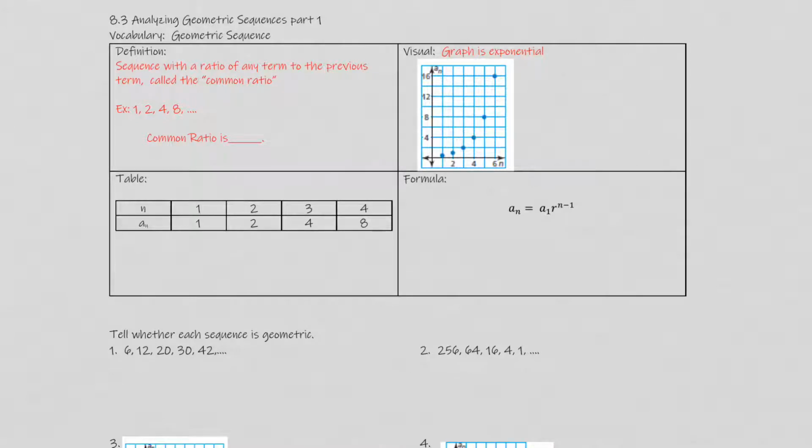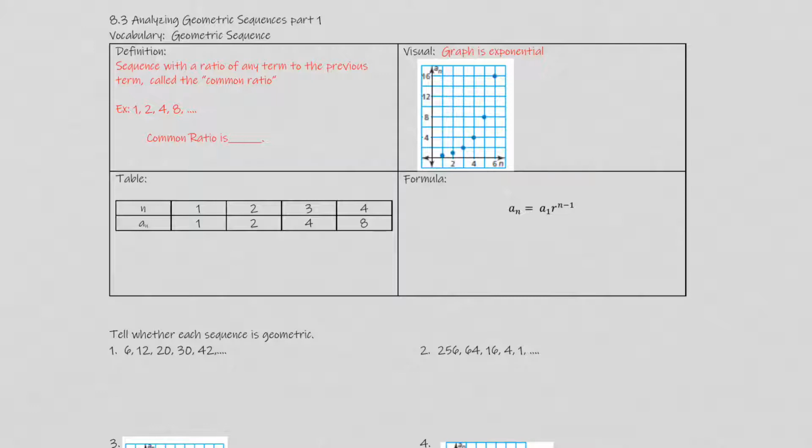All right, so now we have 8.3, part 1. We're now going to talk about geometric sequences. Arithmetic sequences are what we talked about in both 8.2 videos. It's where we're adding to get to the next term each time. You might add a negative number, which looks like subtraction, but it's still adding. Or you add a positive number and you go from one term to the next just by adding.